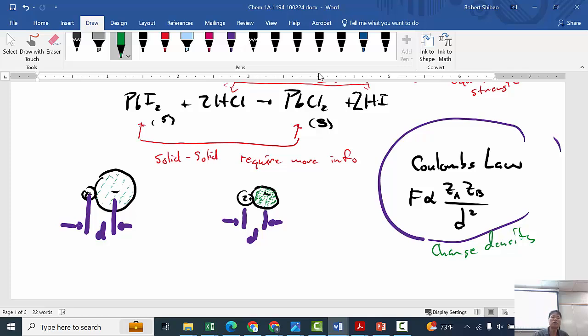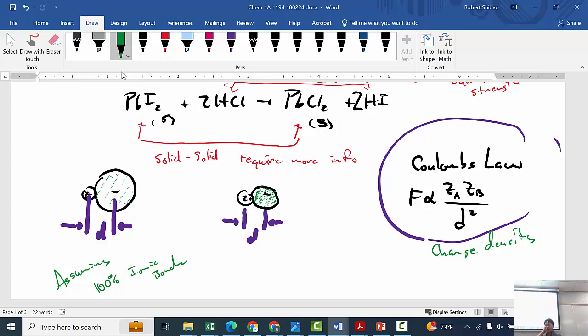So chloride has a higher charge density than iodide. Iodide's charge density is lower. And so which one should have a stronger interaction? The one with the higher charge density should. So when we use Coulomb's law like this, and when we visualize bonding like this, then we're making an assumption. We're assuming 100% ionic bonds.